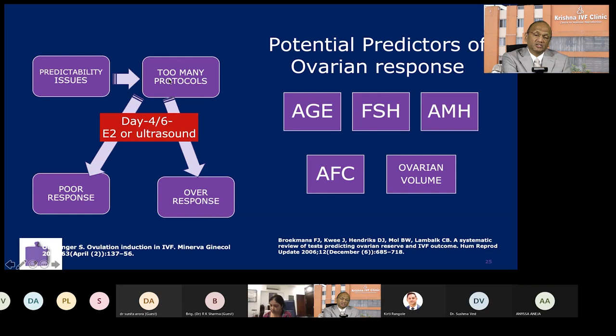There are too many stimulation protocols, but what we believe is each clinic should select 1 or 2 protocols and use them judiciously rather than 10 different protocols, so that you do not lose control. And the planning and quantification of your E2 levels and validating them, that is what happens till now. And using these parameters which I have discussed, which are predictors of ovarian response, which will help to do the stimulation.